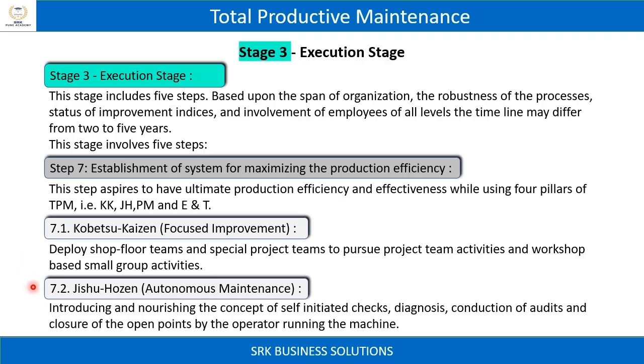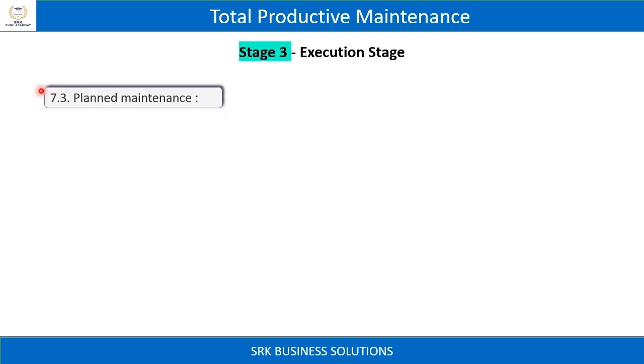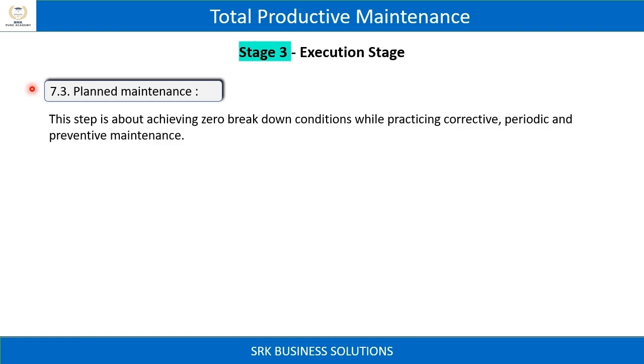7.2 Jishu Hozen. Introducing and nourishing the concept of self-initiated checks, diagnosis, conduction of audits, and closure of the open points by the operator running the machine. 7.3 Planned maintenance. This step is about achieving zero breakdown conditions while practicing corrective, periodic, and preventive maintenance.